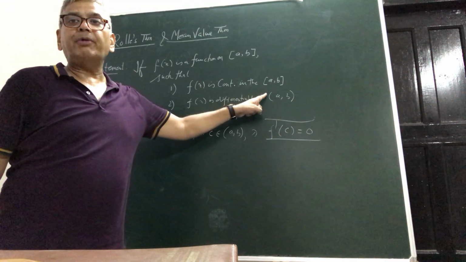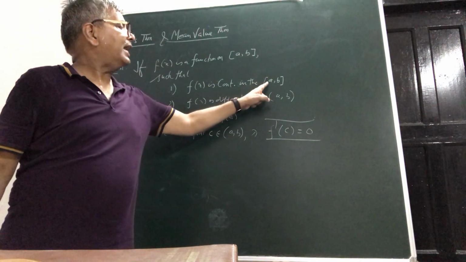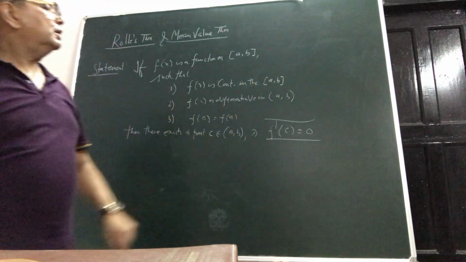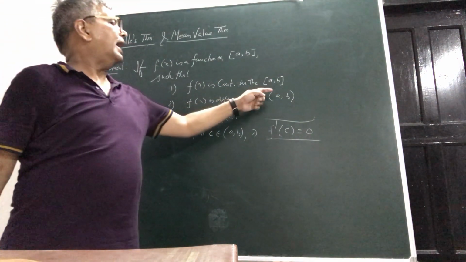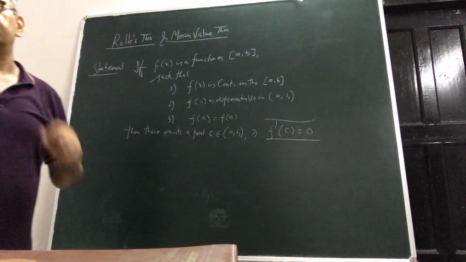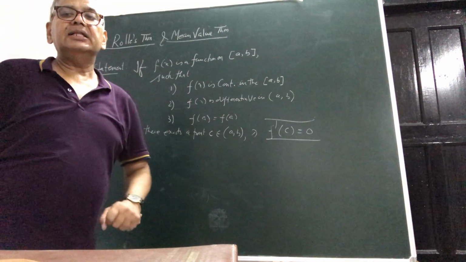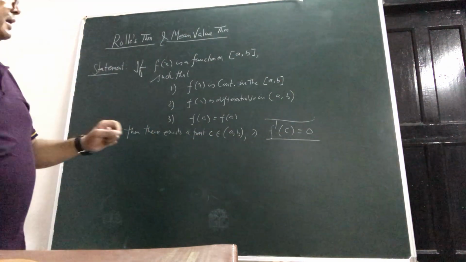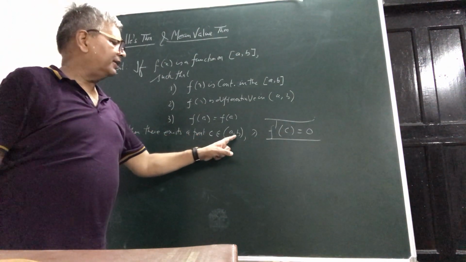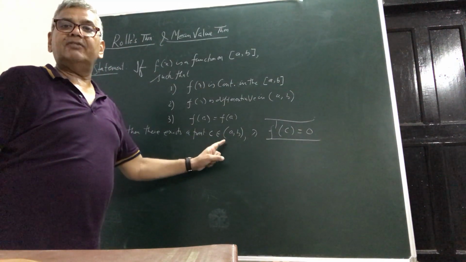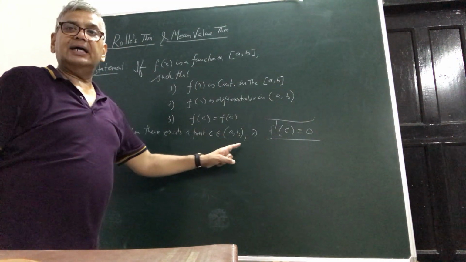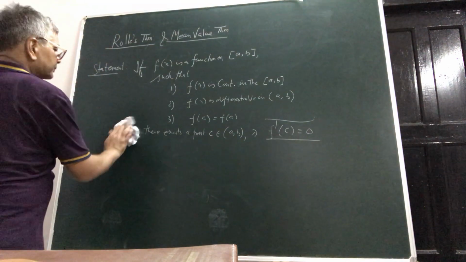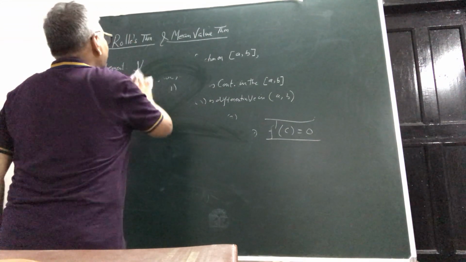But what is more important is that it should be continuous at the extreme points a and b as well. So if this is happening and the functional values at both these extreme points are equal to each other, then Rolle's theorem says that yes, there does exist a point c in the open interval (a, b) such that the derivative of f at the point c is 0.